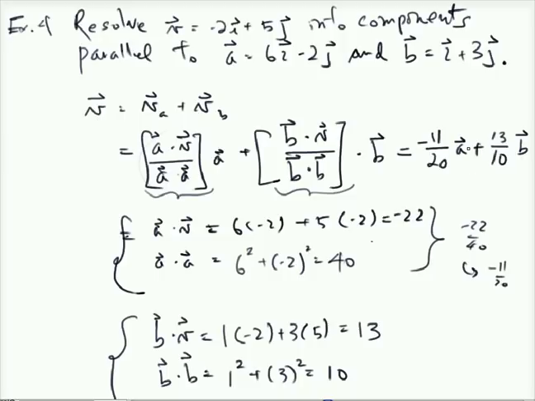What you can do is substitute the vectors a and b into the final answer, and you should get v back. That's how you would check the answer to make sure you did it correctly.